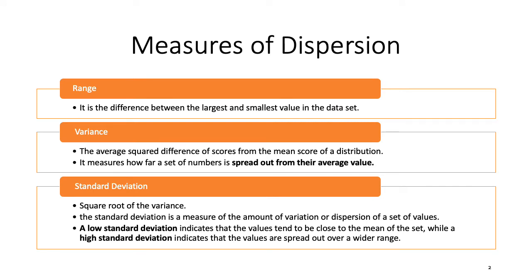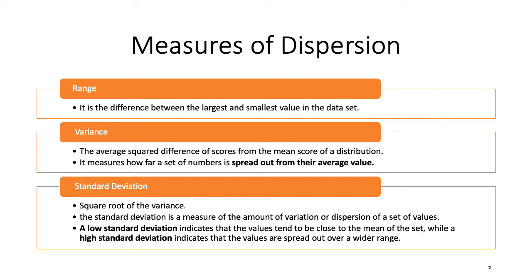First, we'll be looking at the range, and this is the difference between the largest and smallest value in a data set. Second, we'll be looking at the variance, which broadly shows us how far a set of numbers is spread out from their average value. This is done by finding the average squared difference of scores from the mean score of the distribution. And the standard deviation is basically a measure of the amount of variation or dispersion of a set of values, and is the square root of the variance.